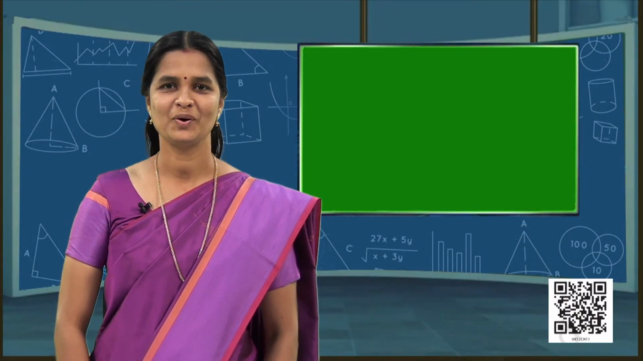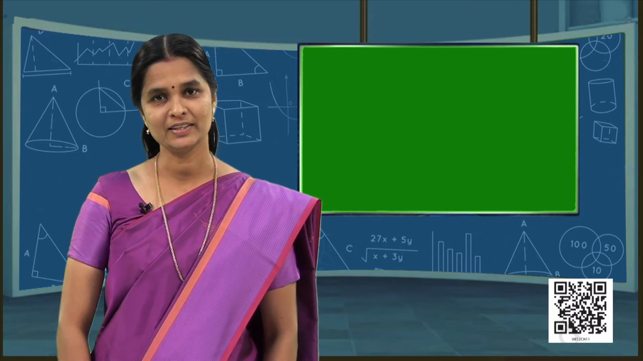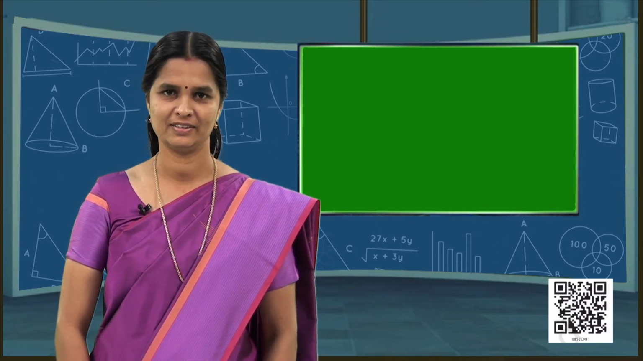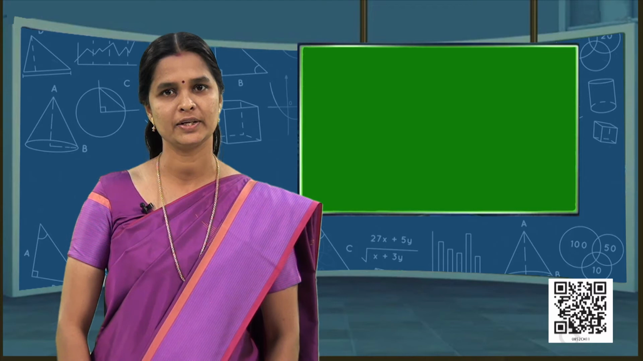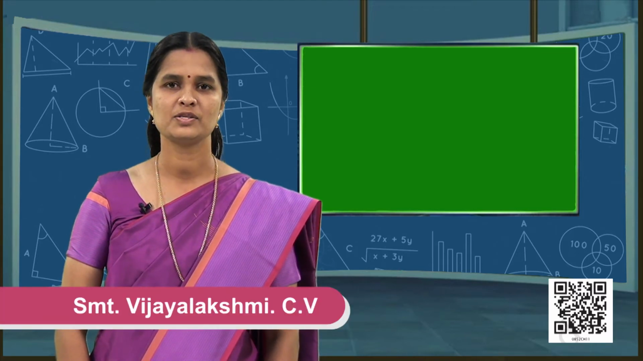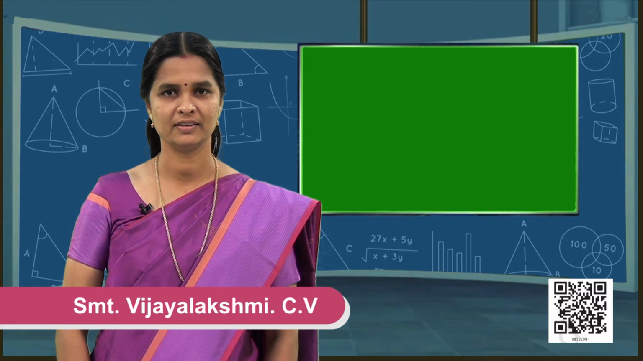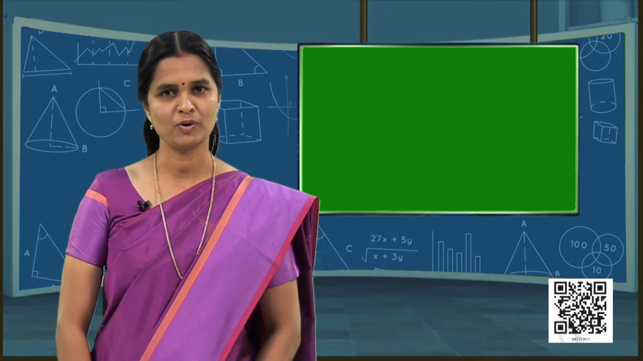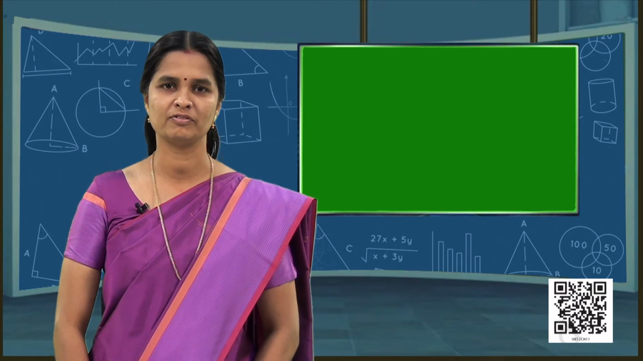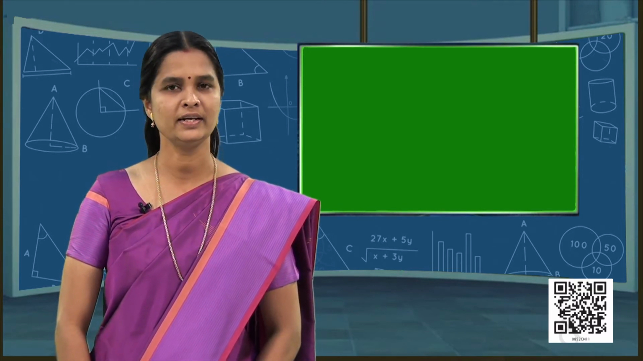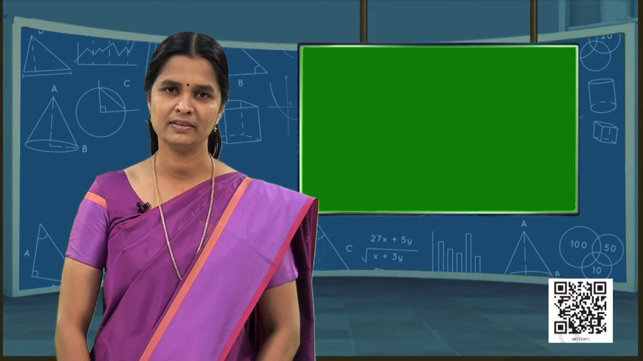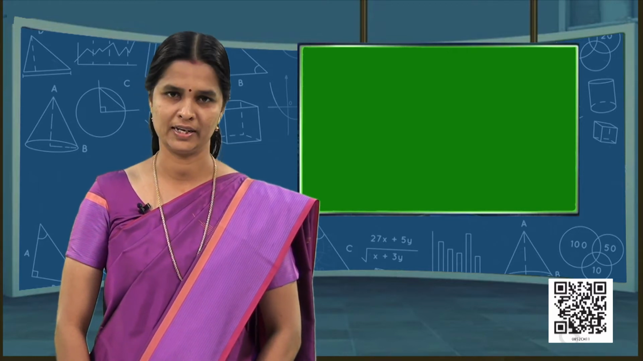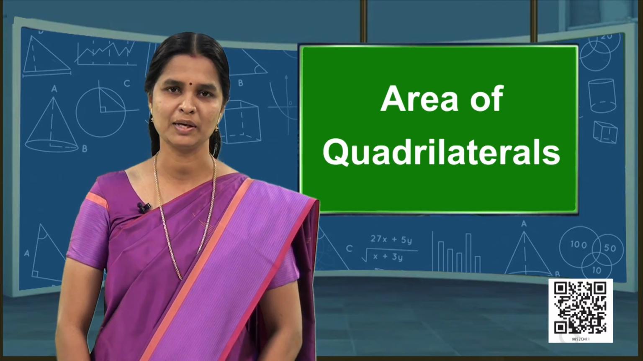Hello students, hope you are familiar with the words perimeter and area of plane figures. Already in your previous classes, you have studied the area and perimeter of plane figures such as square, rectangle, triangle, etc. We have also learned to find the area of pathways or borders in rectangular shapes. Let us extend this to find the area of some other quadrilaterals. So, today we are going to learn about areas of quadrilaterals.